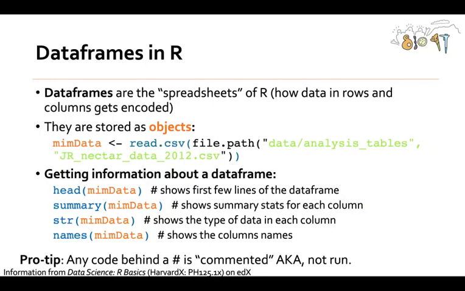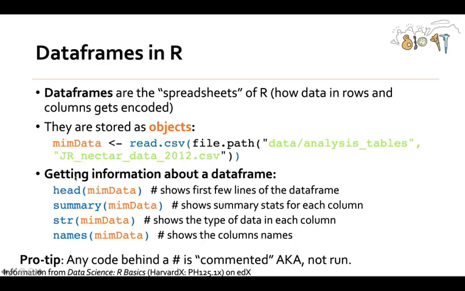Now, how do you actually analyze or look at data in R? Data frames are what we call the spreadsheets, again in air quotes, of R. That's how data in rows and columns get encoded, and they can be stored as objects. In our case, we read in the CSV file and we're calling it an object called mimdata.